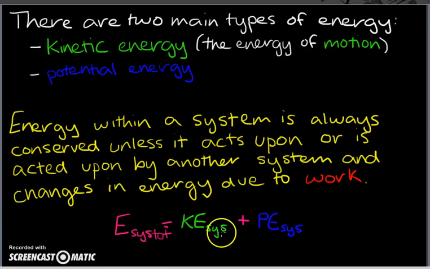At the bottom here, we'll have an important tool for solving problems with energy, which is that the total energy of a system is equal to the kinetic energy of the system plus the potential energy of the system at any given time.